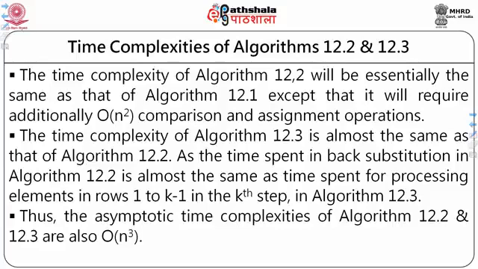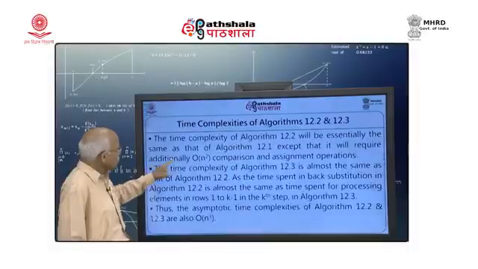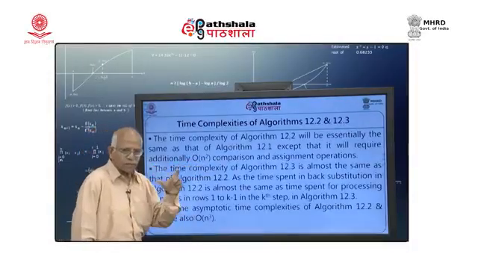So, this is 12.2 and 12.3. Why are we doing Gauss elimination with partial pivoting and the Gauss-Jordan method, both these algorithms you are considering? Same as algorithm 12.1, except that it will require additionally order n square comparisons. Why order n square comparisons?